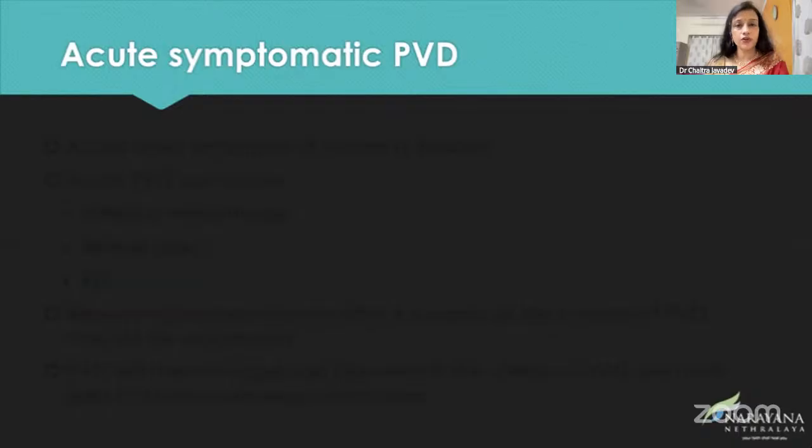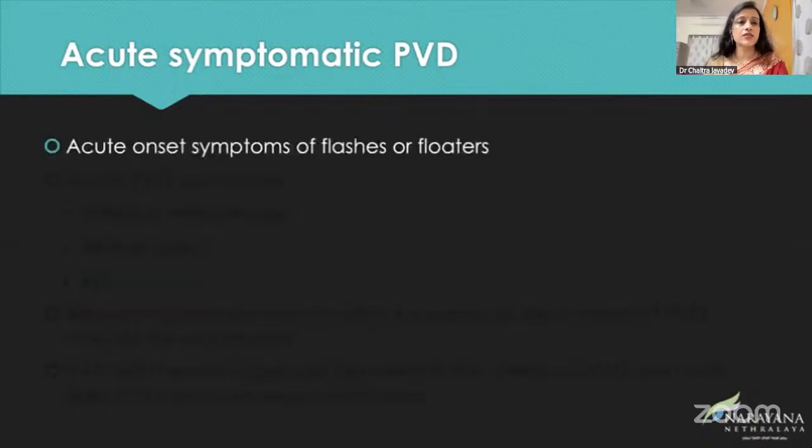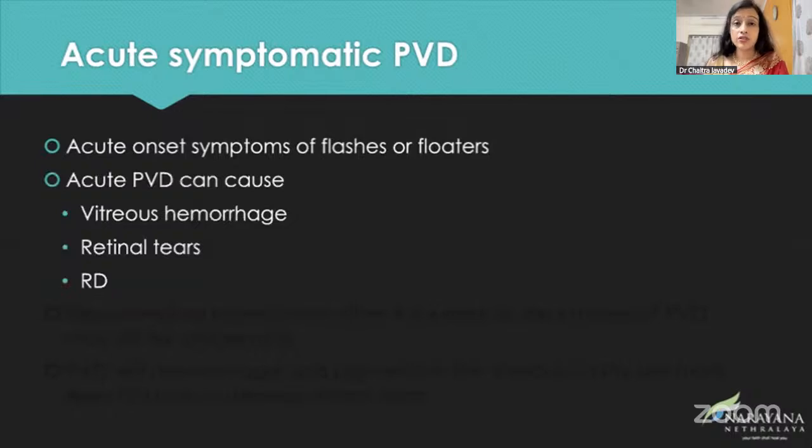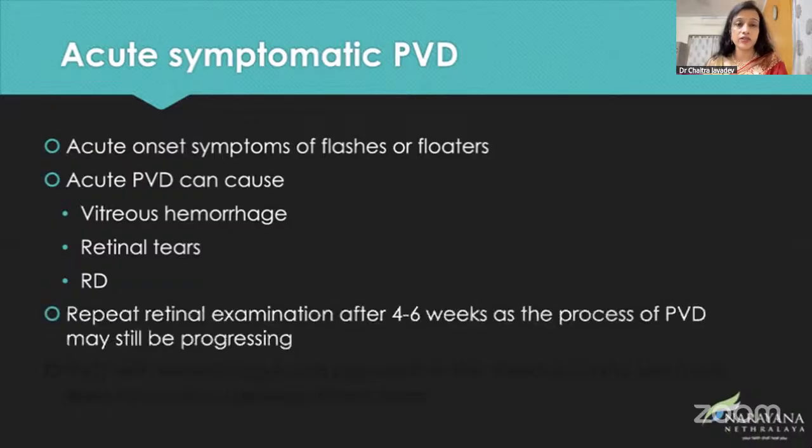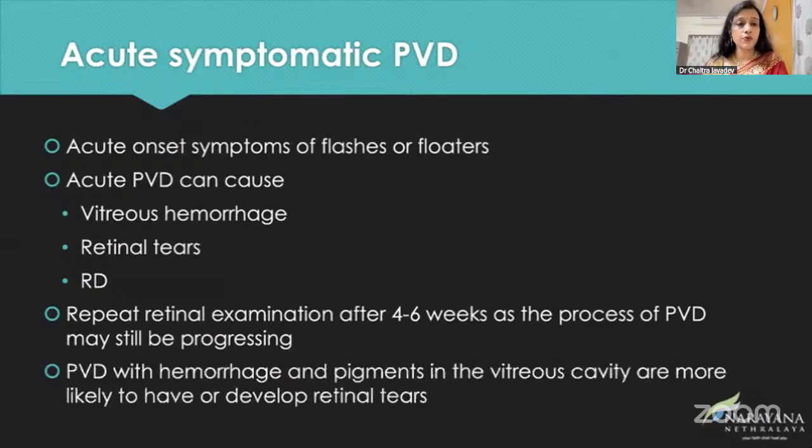So what are the symptoms of acute symptomatic PVD? Like I said, they come with flashes and floaters. It can cause vitreous hemorrhage, retinal tears, retinal detachment. We need to be extremely careful about examining these patients because the vitreous hemorrhage might mask the lesions that we need to examine. Hence, we need to repeat the examination after 4 to 6 weeks, as the process of PVD may still be progressing, and PVD with hemorrhage and pigments are more likely to develop retinal tears or already have coexisting retinal tears. Hence, a careful examination is mandatory.